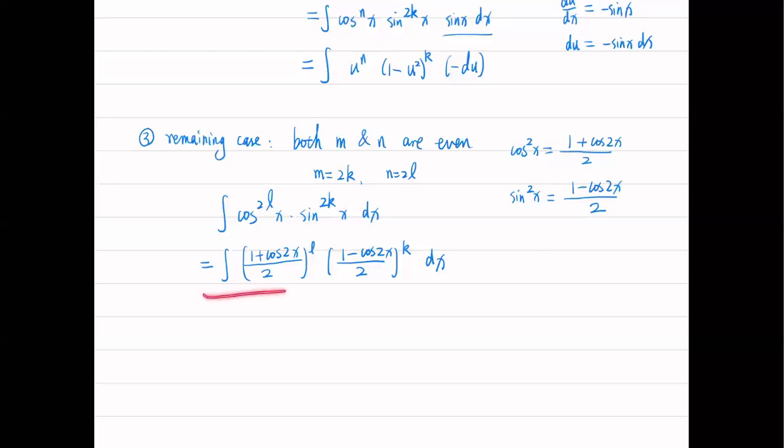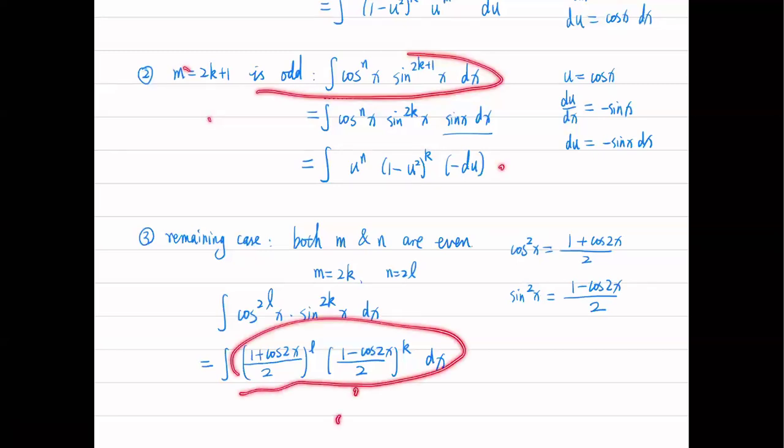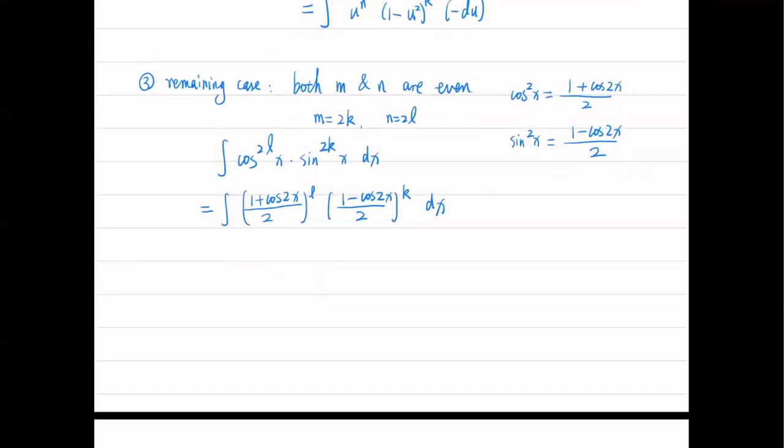After this one step, we reduce the power from 2l to l, 2k to k. So we reduce the power. Then it gets more complicated, that's for sure. We have a lot of terms, but each term comes with lower degrees. And then we can go back to check: are we ready to apply the substitution, or do we need to apply this rule again and again? Okay, so case by case.